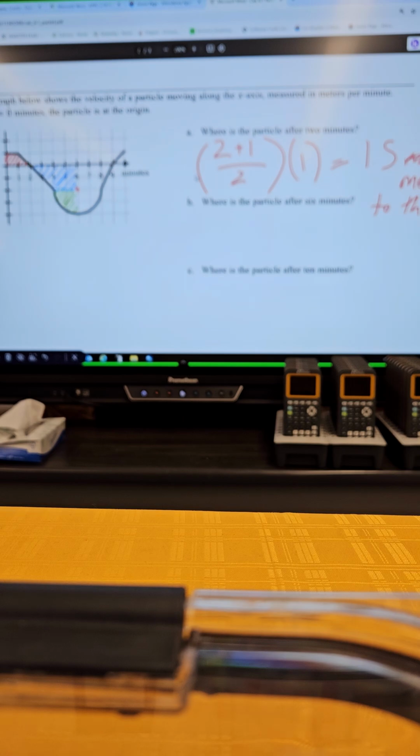Okay. How about green? Pi r squared over 4. It's just pi, right? Sure? Okay.